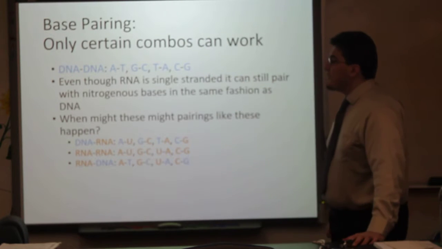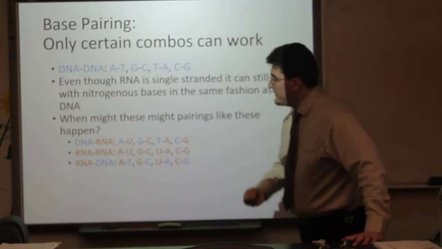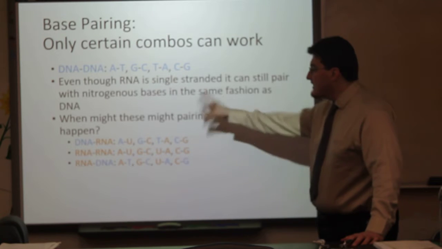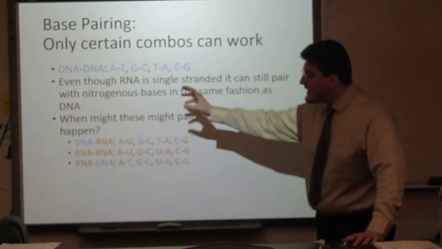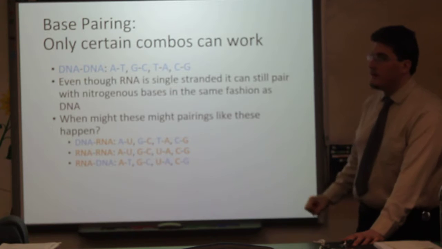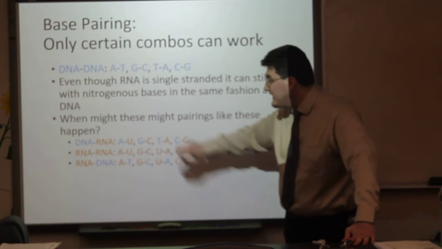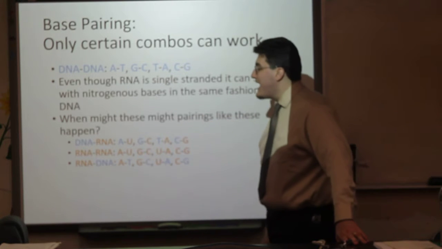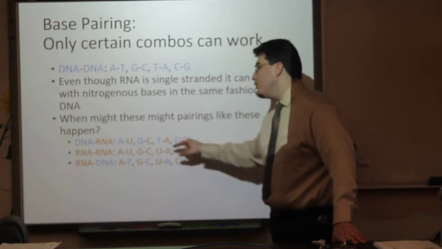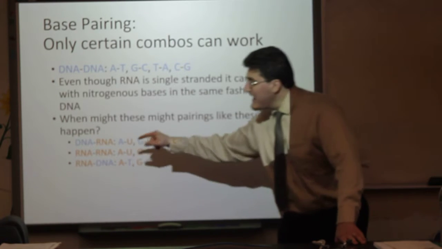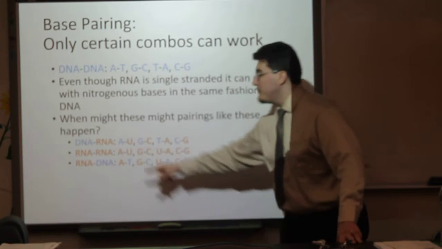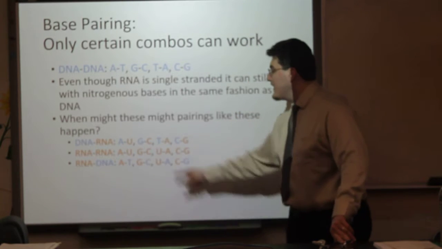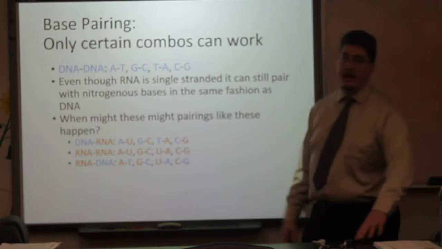So DNA when paired with RNA, adenine to uracil, guanine to cytosine, thymine to adenine, and cytosine to guanine. Remember, the DNA is in blue and the RNA is in red. That's why we can have thymine here and adenine here, but adenine to uracil here. RNA to RNA, A to U, G to C, U to A, C to G. RNA to DNA, A to T, because DNA is our blue and RNA is our red. G to C, U to A, C to G.